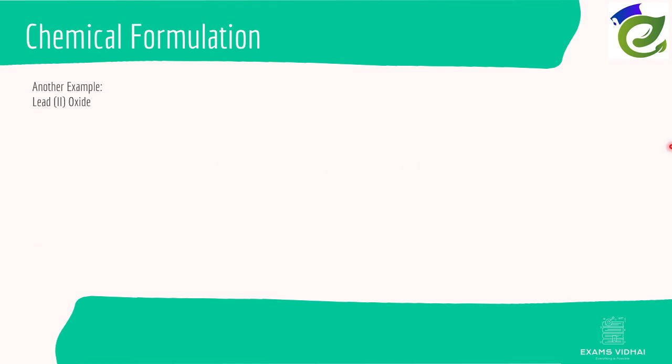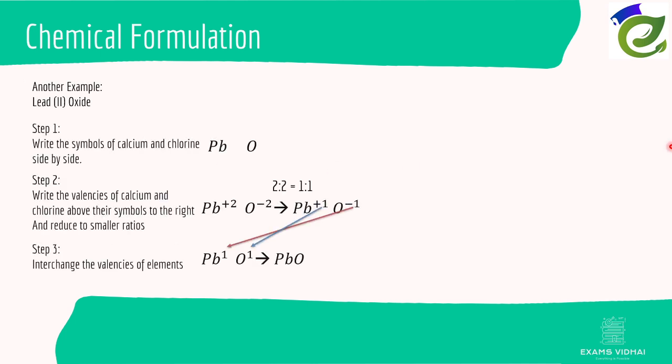Now let's take another example, lead(II) oxide. Same here, we'll write the symbols of lead and oxygen, and then write the valencies of lead and oxide, which are 2 and 2 respectively. You notice that 2 and 2 can be easily cancelled out when they divide each other, so they are in a 2:2 ratio, which is a 1:1 ratio. So you write 1:1 because they can divide each other. If you have 4 and 2, you can cut them off and write 2 and 1. So you have 1 and 1 here, interchange those, and then you have PbO.